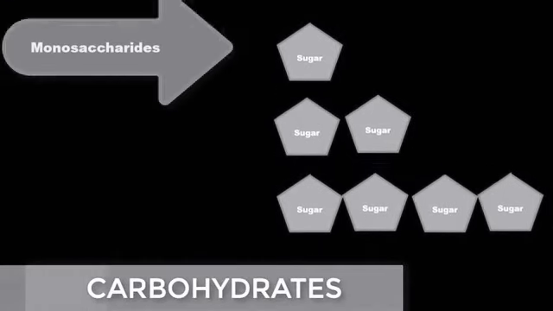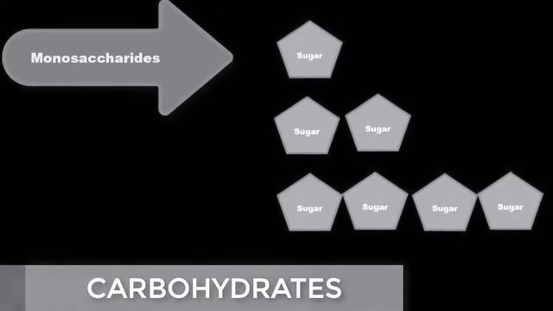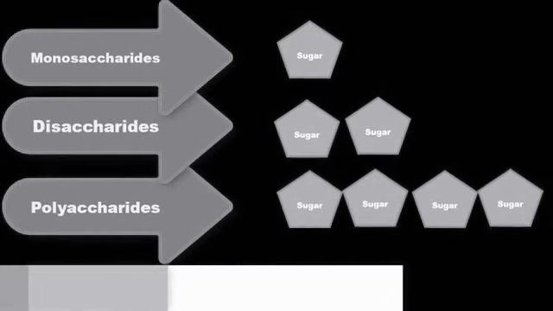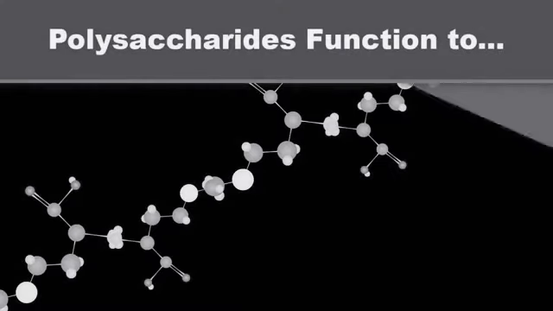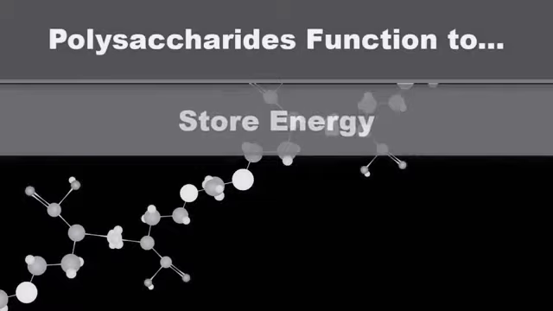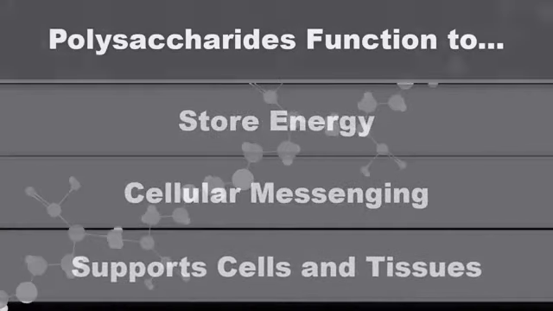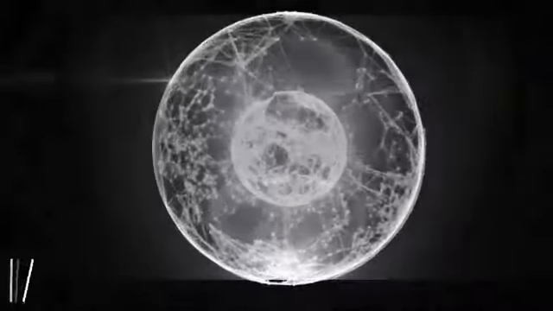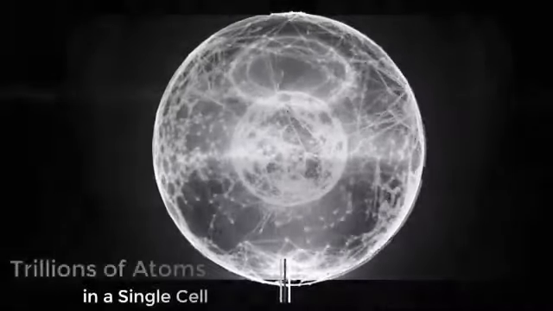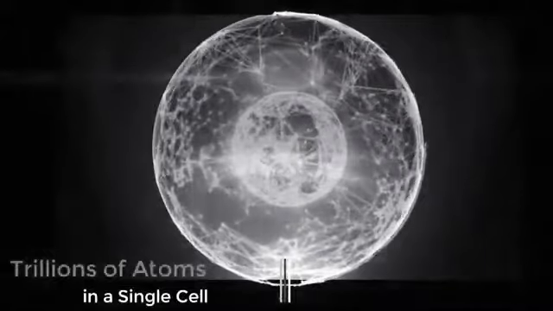Carbohydrates are sugars, including monosaccharides, disaccharides, and polysaccharides. Polysaccharides are used for storing energy, for cellular messaging, and for supporting the cells and tissues. It takes trillions of atoms and molecules to make one single cell.